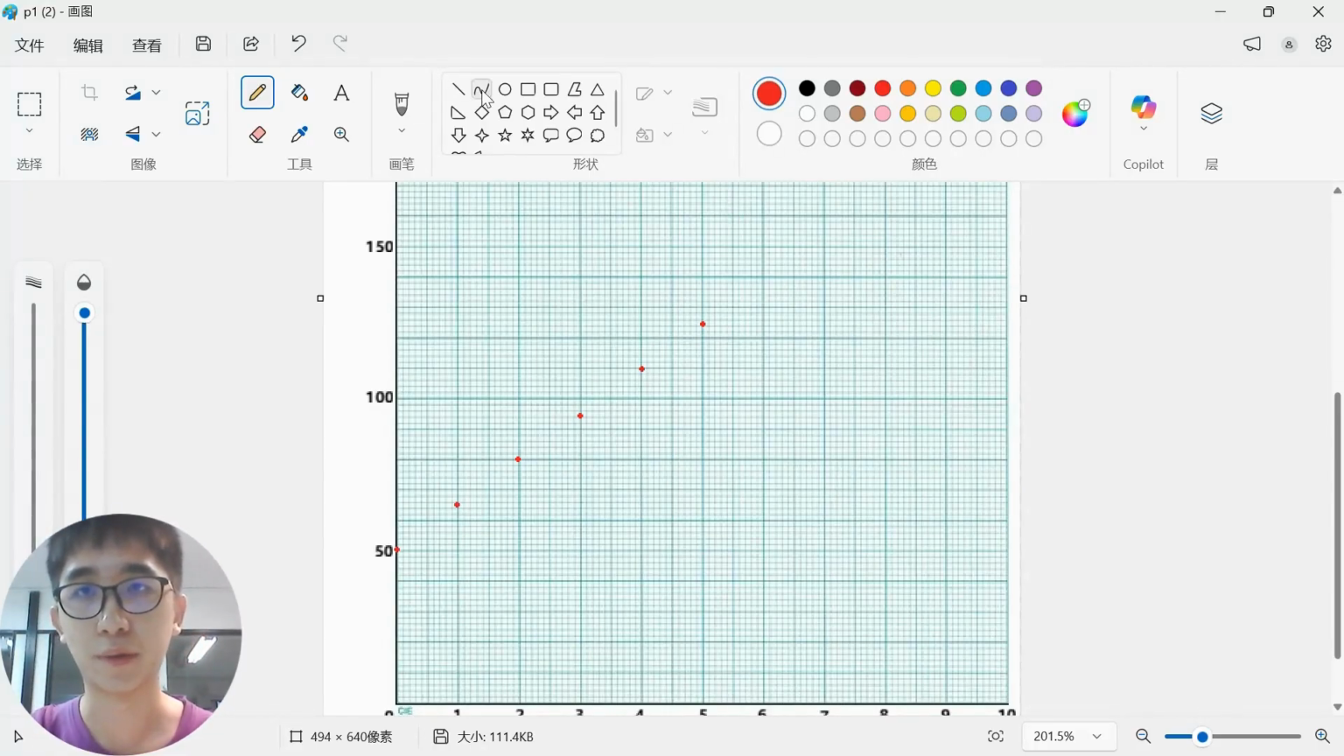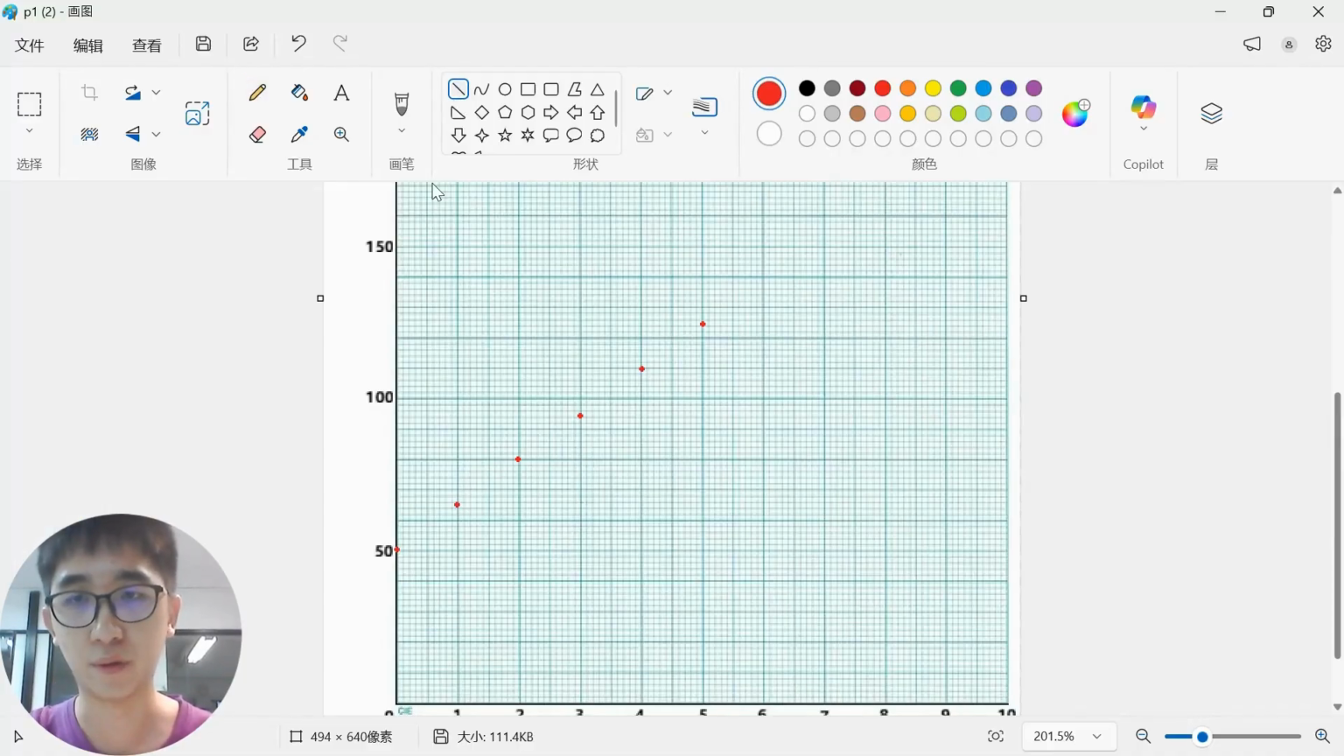Now we can follow the points to draw a line.